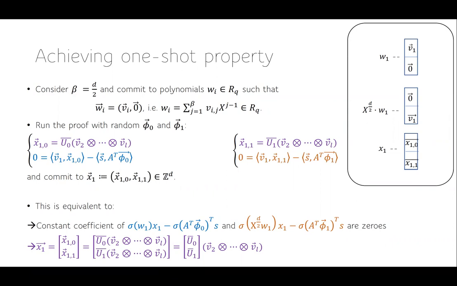The last part is the purple equations. Just by combining them, we can see that it's equivalent to x1 being u0 bar, u1 bar times v2 tensor v3 tensor up to vl. And because we have one less tensor, we can just continue with the strategy with recursion.